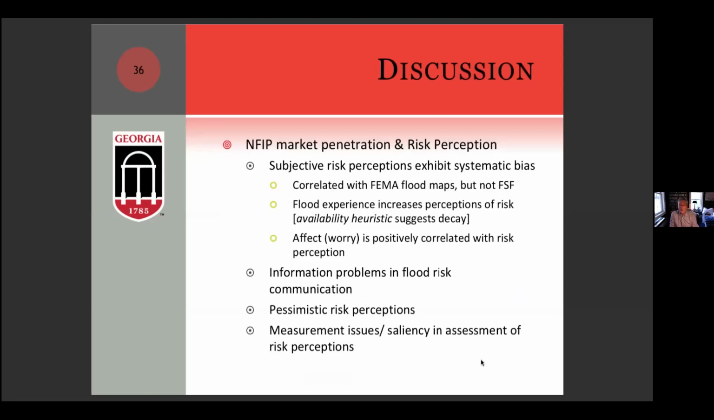A couple of slides here to discuss what I've talked about in the last couple of minutes. The overall context here is market penetration and behavioral economics, or using microeconomics to understand decision making. When we look at risk perception, we do find some evidence that people don't have good information if they're just using the FEMA flood maps. The First Street Foundation flood project may have an impact. We'll have to wait and see. We do see that experience increases risk perceptions, as does concern or dread. But there's a lot of noise in these data, and we didn't find as much as we would like to.